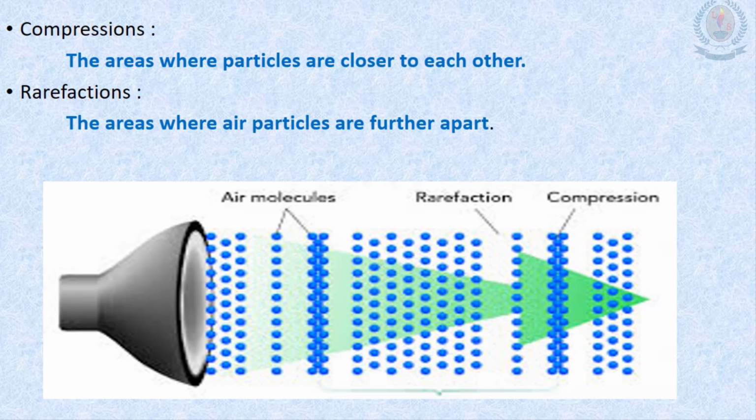So look at the picture here. When sound is produced through the speaker, the air particles near it begin to vibrate. The blue color indicates the air molecules. Then, what are the rarefactions? The areas where the air particles are further apart, and compressions are the areas where particles are closer to each other.